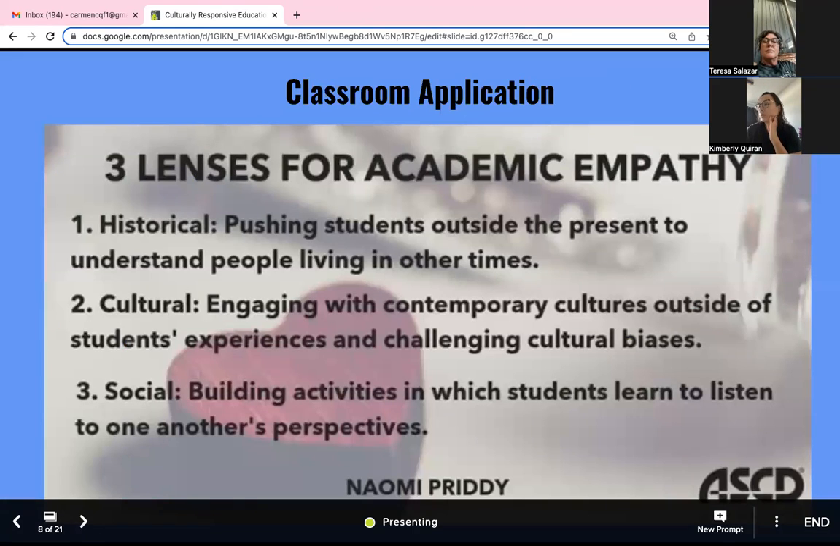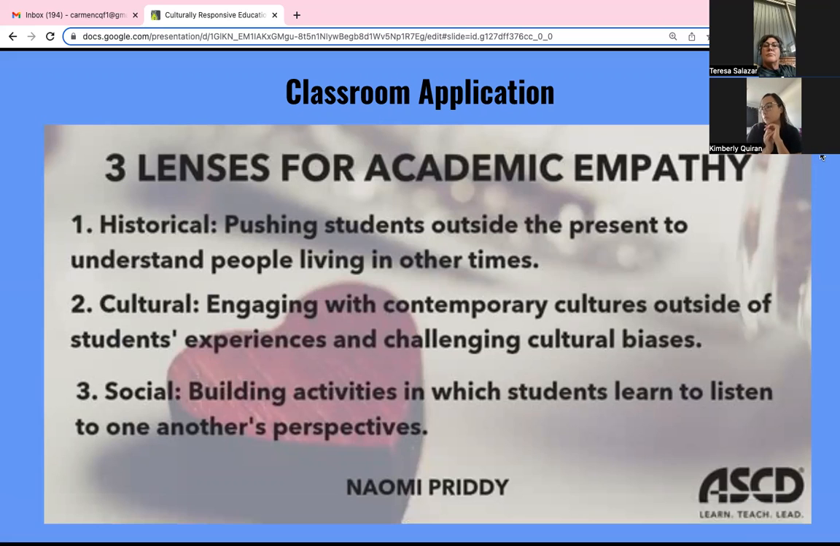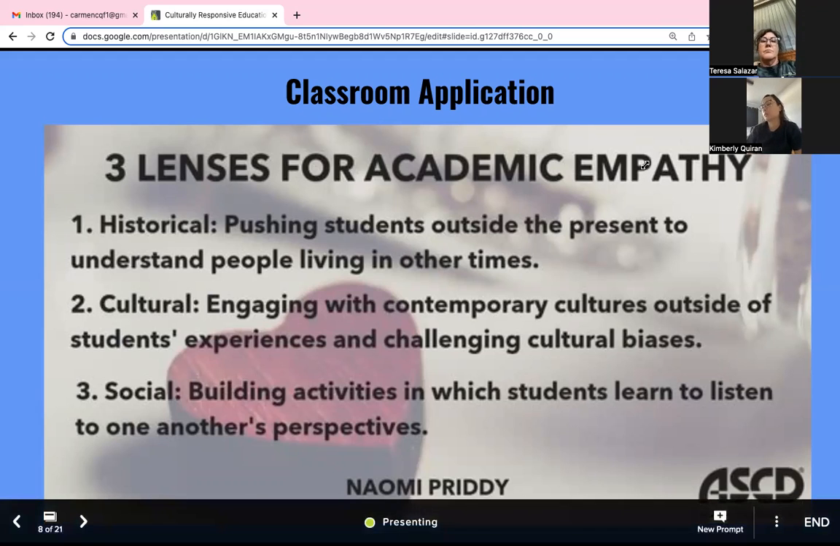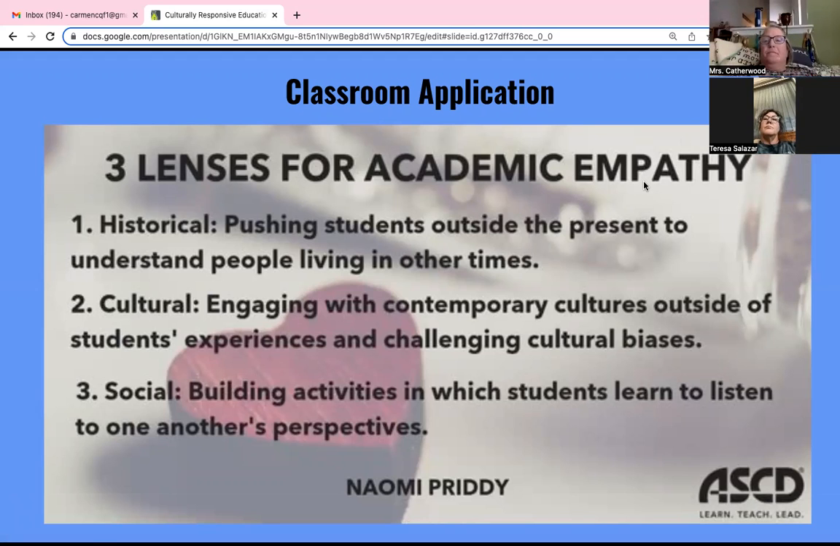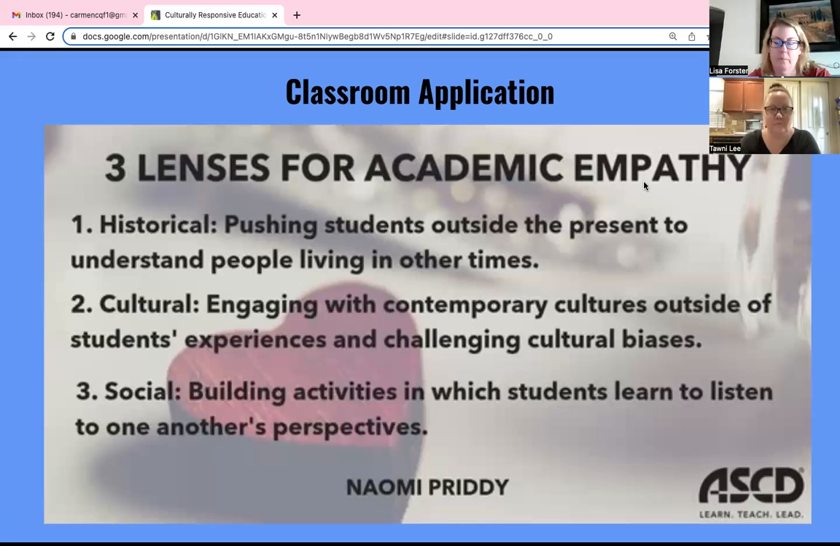So here I have for you just a few classroom applications on how you can incorporate what we call the three lenses for academic empathy. Empathy being the key word here. When we are building a classroom community, we want to make sure that we are teaching our students how to empathize with each other. We have three here. One would be historical, pushing students outside the present to understand people living in other times, right? Making sure that they're able to see further than just the now and what's happening.